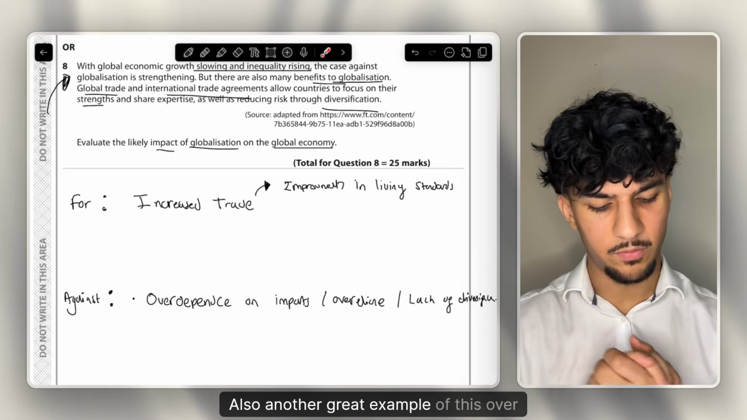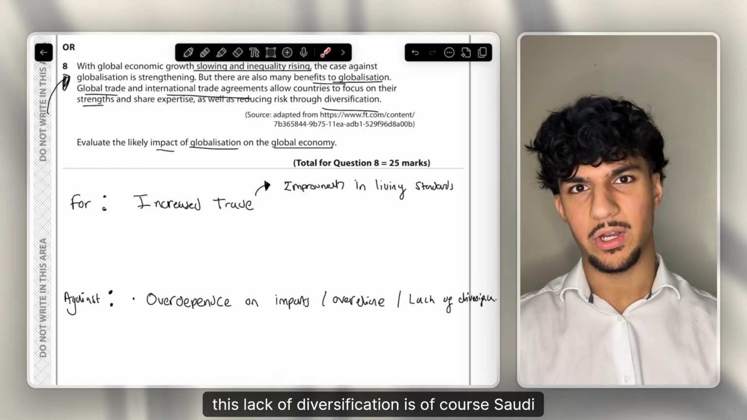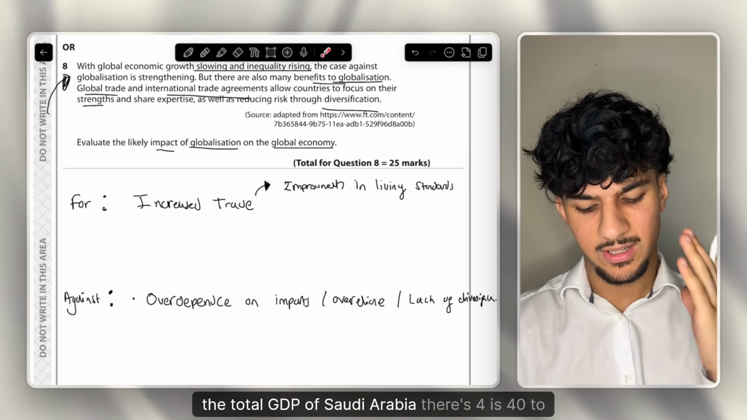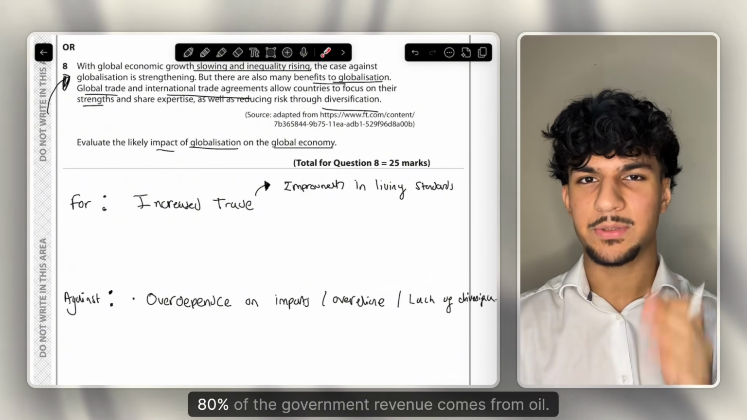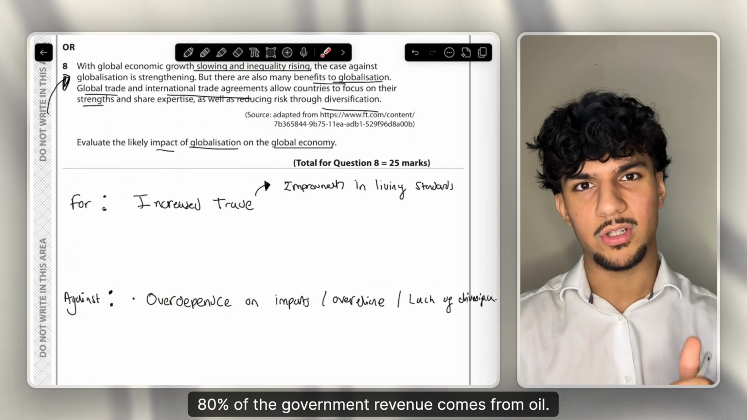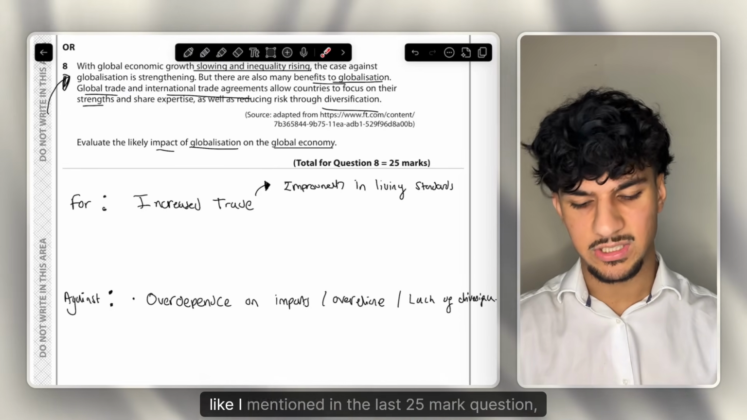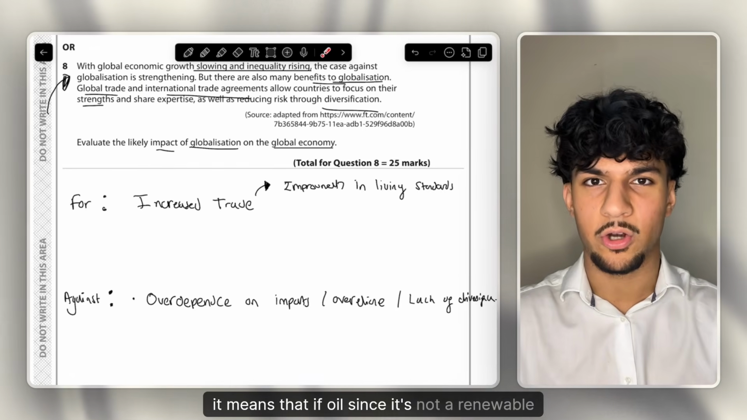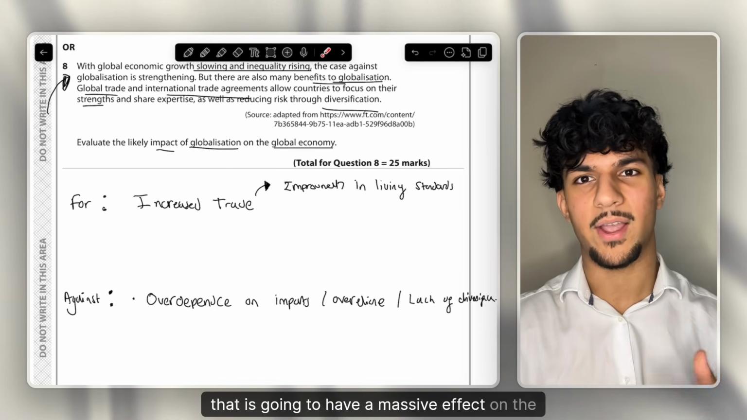Also, another great example of this overdependence, this lack of diversification, is of course Saudi Arabia. The total GDP of Saudi Arabia is 40 to 50% reliant on oil. 80% of the government revenue comes from oil, meaning that, of course, with oil not being a renewable resource, like I mentioned in the last 25 mark question, when it runs out, that is going to have a massive effect on the economy.